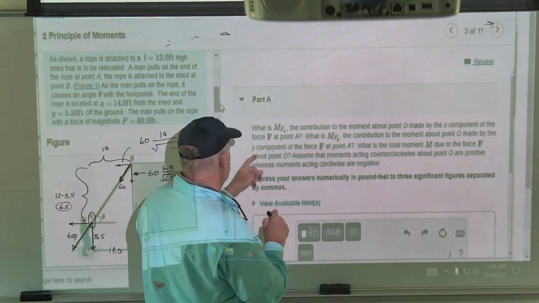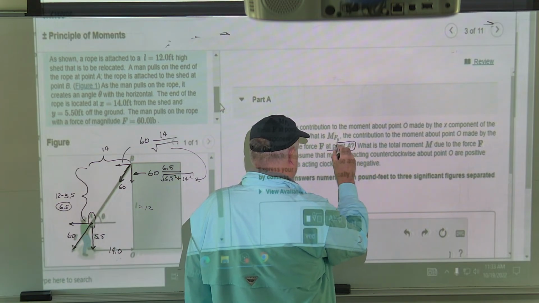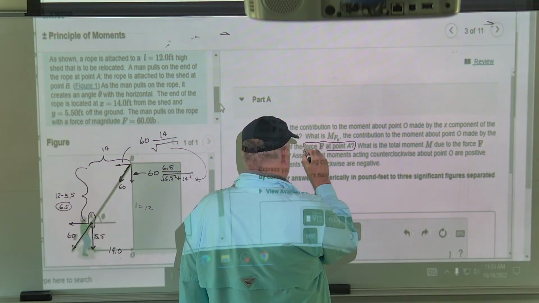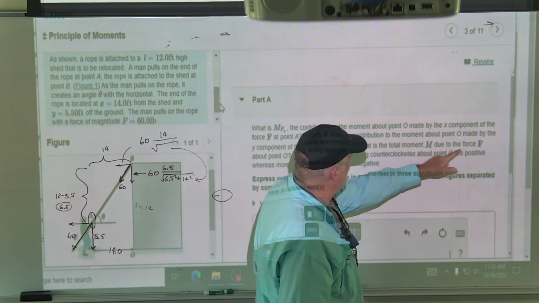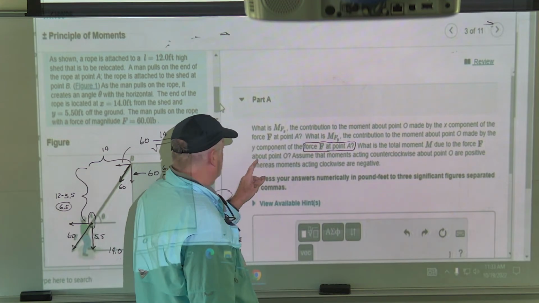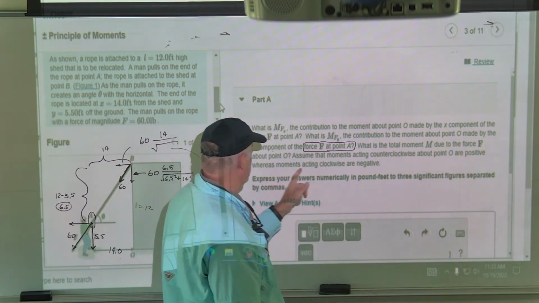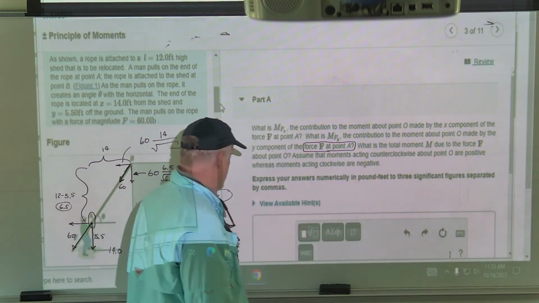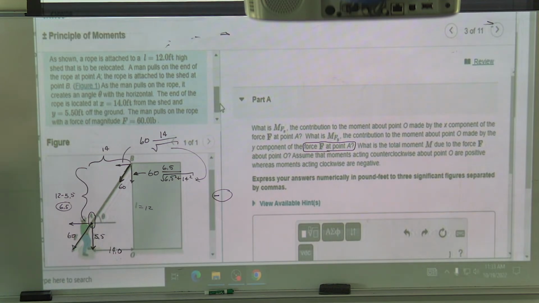Contribution made by the Y component at, he does say at point A, but the force at point A. What is the total moment due to the force? Assume the moment is acting counterclockwise. Oh, okay, positive. Where's the moment acting negative? Okay. I can see where this could cause trouble in the solution. So don't get too upset if you get it wrong.